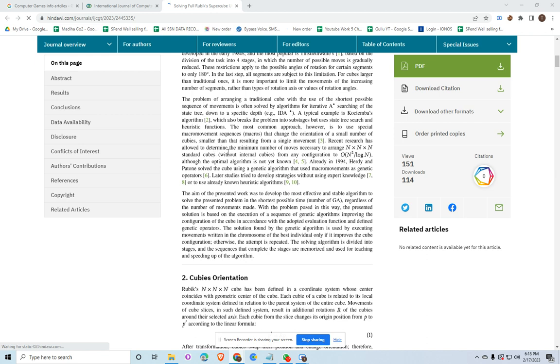Recent research has determined the minimum number of moves necessary to arrange a standard cube without internal cubes from any configuration. In 1994, Herdy and Patzwahl solved the cube using a genetic algorithm that uses macro movements as a generating operation. Later studies try to develop a strategy using expert knowledge or to use an already known heuristic algorithm.